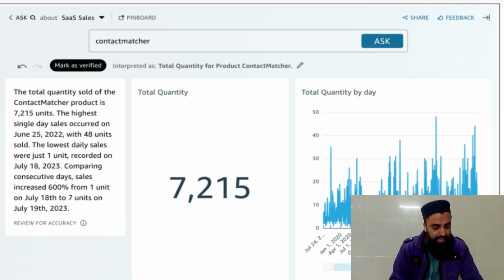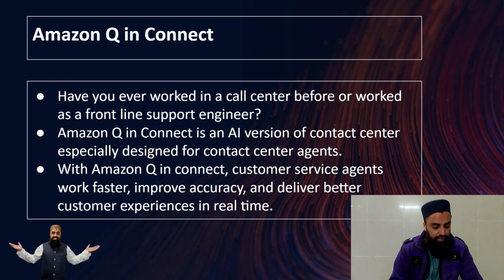And after that, we have Amazon Q in Connect. This is relevant for call centers, for chat support representatives, customer service representatives, CSRs. Have you ever worked in a call center before? I worked a little bit as a chat support guy, or worked as a frontline support engineer. Yes, I did. Amazon Q in Connect is an AI version of contact center, especially designed for contact center agents.